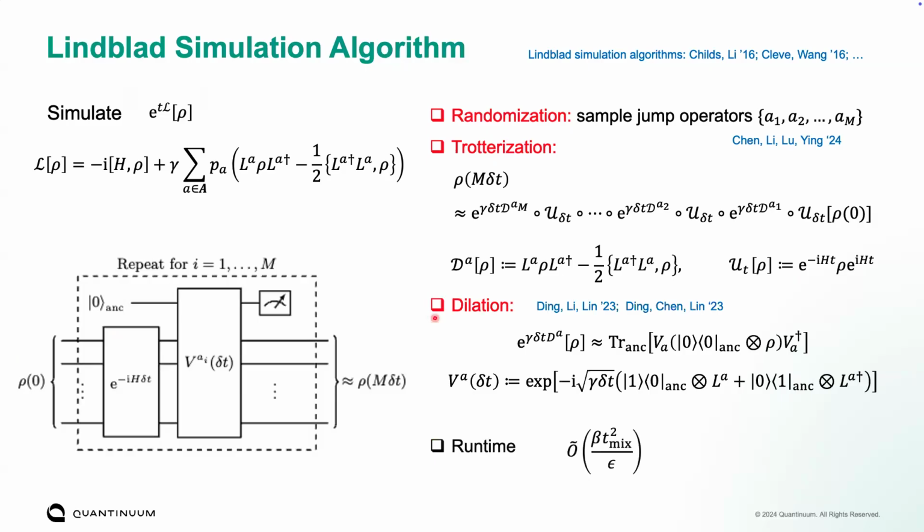Turns out that the runtime of this algorithm is beta t mix squared over epsilon. So given the mixing time, this runs within this time if you use this algorithm. So the circuit is again this one. So it's very simple. You do the Hamiltonian evolution and then you apply the jump operator in the form of a unitary. After combining this injected ancilla qubit and the system qubits, and then afterwards you discard and then reset and so on, and then you repeat this m times. So that's the algorithm. The algorithm itself is very simple.